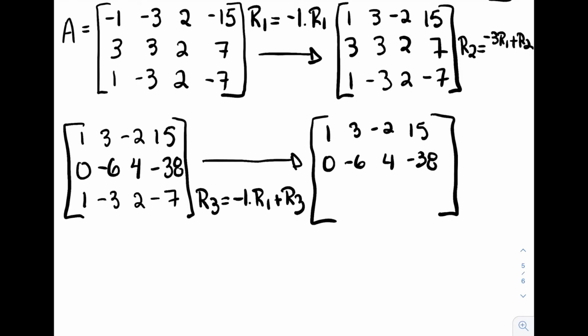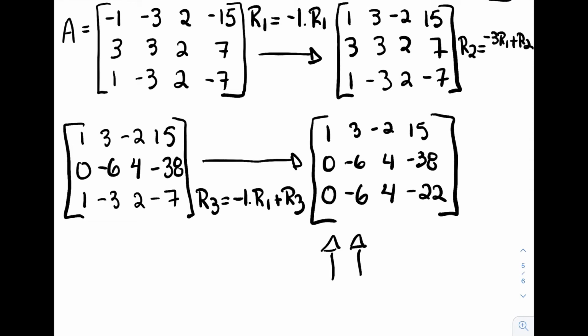So negative 1 times 1 is going to be negative 1 plus 1 is 0. Negative 1 times 3 is going to be negative 3. Subtract another 3, we're going to have negative 6. Negative 1 times negative 2 is positive 2. Plus 2 is going to give us 4. And then negative 1 times 15 is going to be negative 15. Minus 7 is going to give us negative 22. So as you can see, we're done with our first column. We have our pivot in the first row and everything beneath it is 0. So now it's time to move on to the second column.